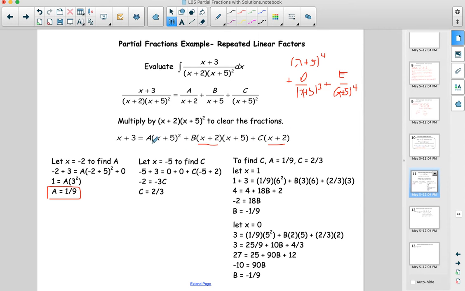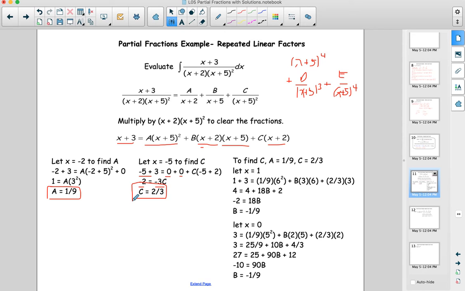If I allow x to be negative 5, this will go, and this one will go. So I'll just be left with c. So in order to find c now, I'm going to let x be negative 5. So I'll get negative 5 plus 3 from there. I get 0 from the a, 0 from the b, and now c times negative 5 plus 2. This gives me negative 2. This gives me negative 3 times c. And when we divide, we're now going to get c is 2/3.